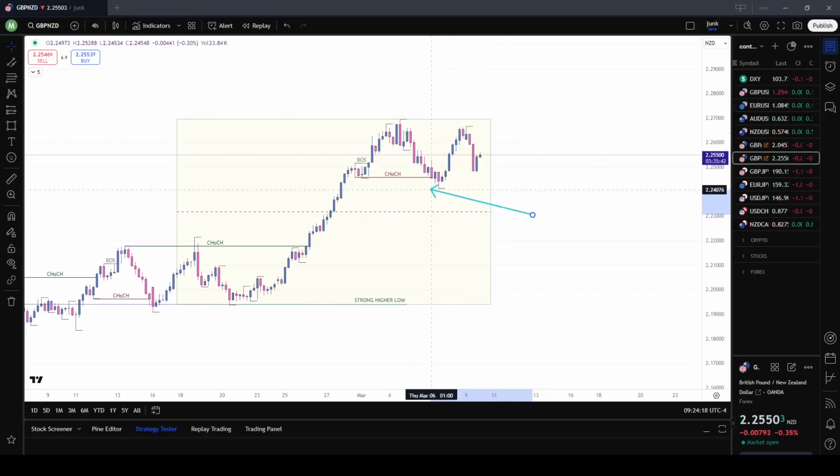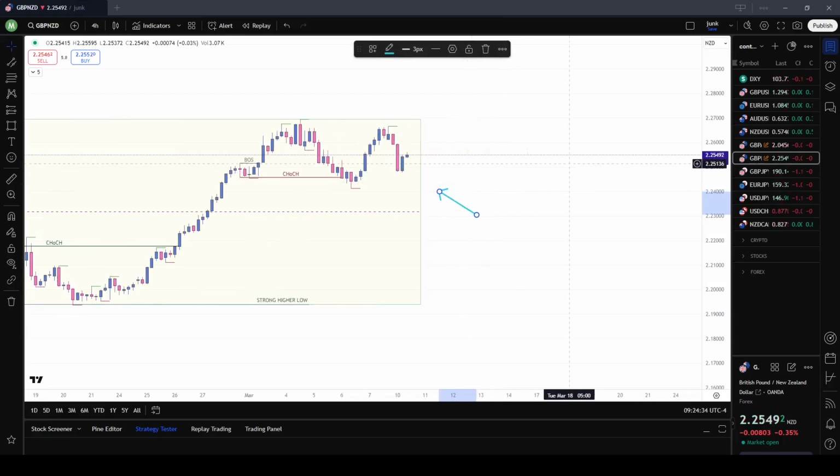But right now, it's just ranging sideways, not making highs, but it is making lows. But right now, it's in the middle of the range, at the top of the overall structure range. So just waiting to see if there's any type of pullback and to see if there's any type of opportunity to buy.